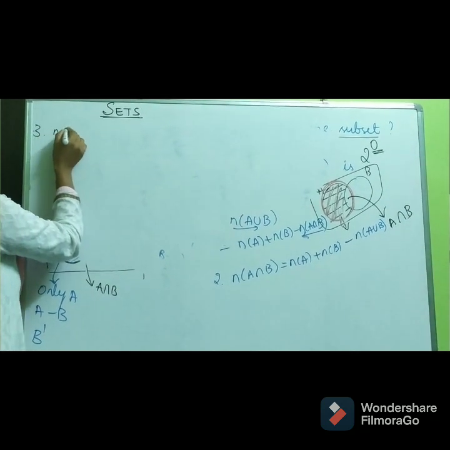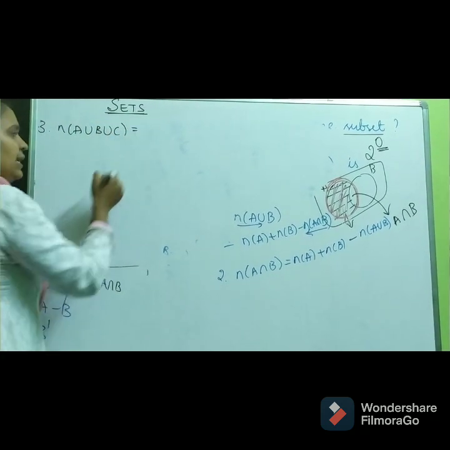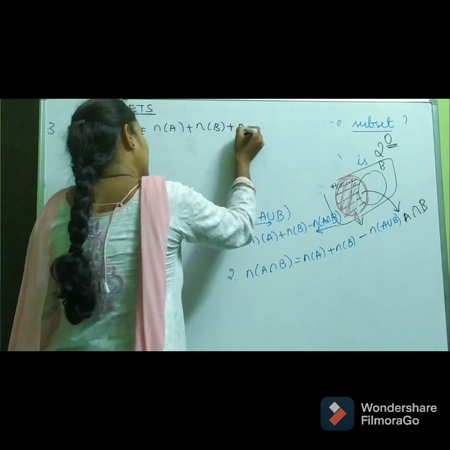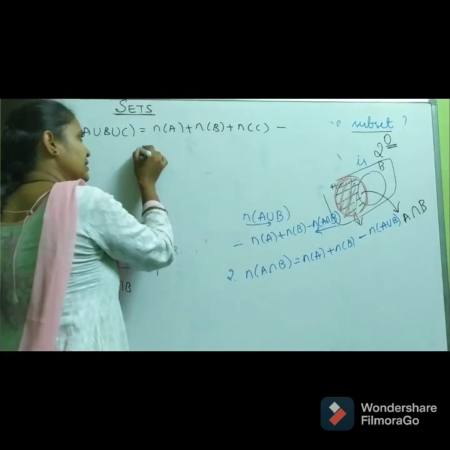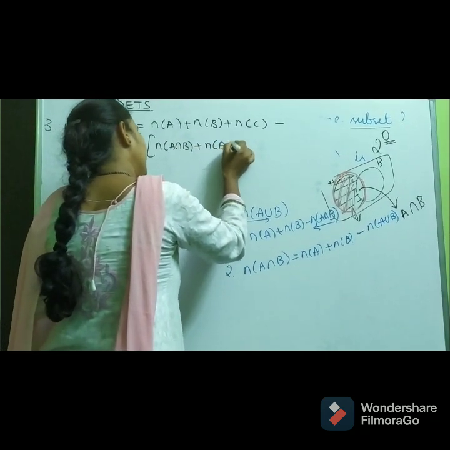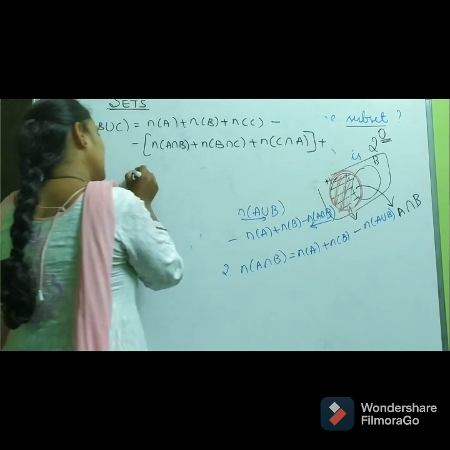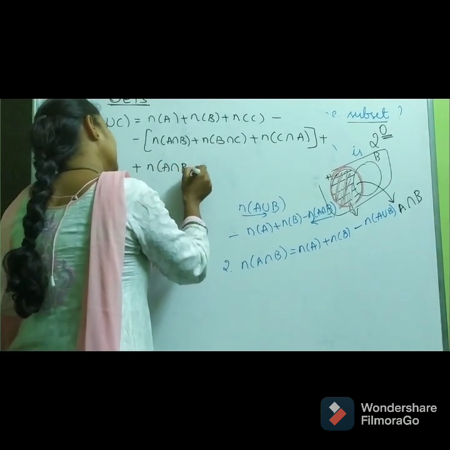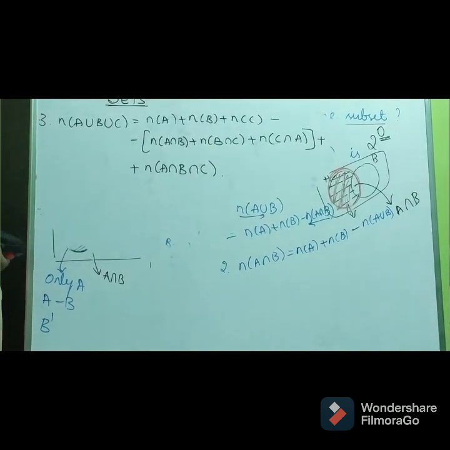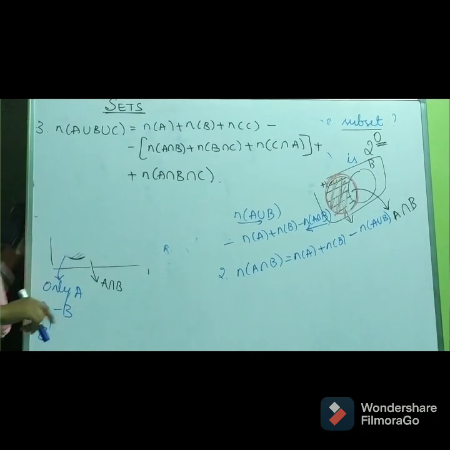So the third one: n of A union B union C is equal to n of A plus n of B plus n of C minus n of A intersection B, minus n of B intersection C, minus n of C intersection A, plus n of A intersection B intersection C. These are the three important formulas for practical problems which I want to discuss now.